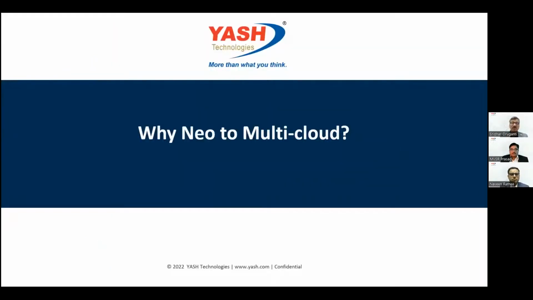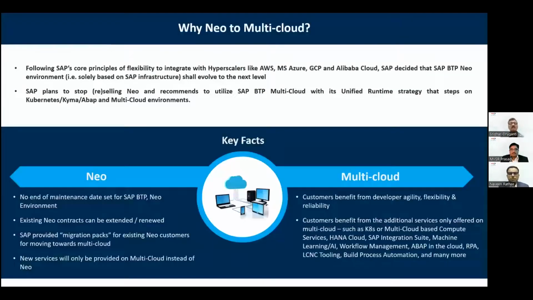Why Neo to multi-cloud? These two names are not new. They have been running in circles for quite some time. People who have been in SAP and in touch with SAP technological changes are aware that SAP initially released the SAP Neo platform, their own proprietary platform based on their own infrastructure, a while ago. However, with the principles of flexibility to integrate with other hyperscalers like AWS, Microsoft platform, GCP, Alibaba Cloud, IBM Cloud, and so on, SAP started expanding on the Neo experiences and started making all the services that are available on Neo also available in the multi-cloud environment. And multi-cloud, or Cloud Foundry, being the industry standard in general.